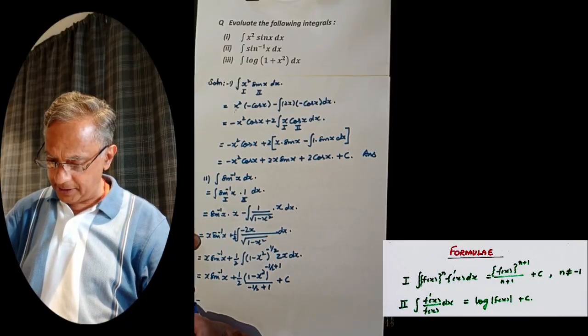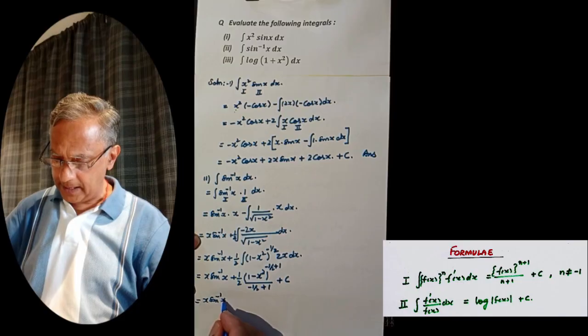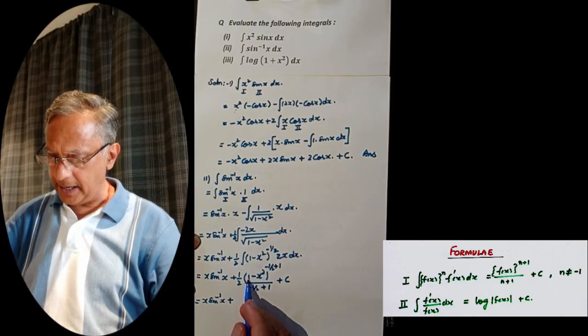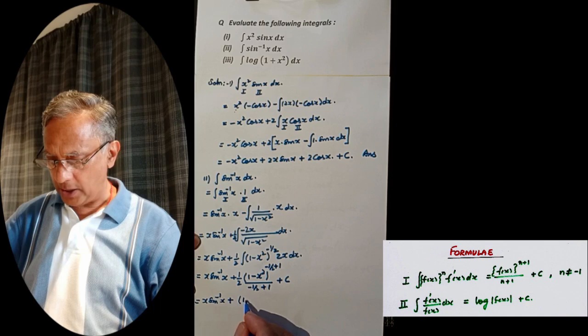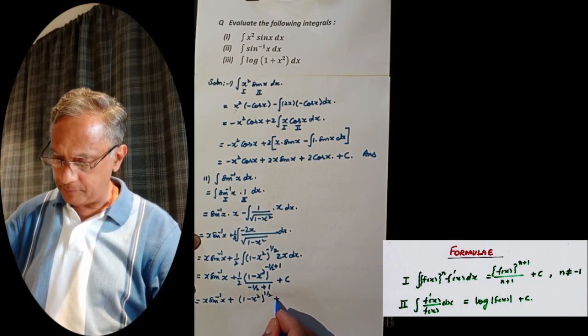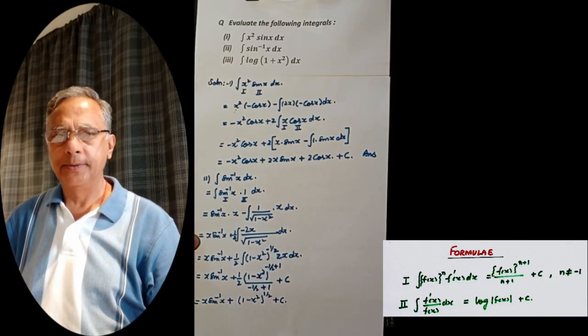And this can be written as x sine inverse x plus. Now the half cancels and we get 1 minus x square to the power of half. So we have 1 minus x square to the power of half plus c. So this is the answer.